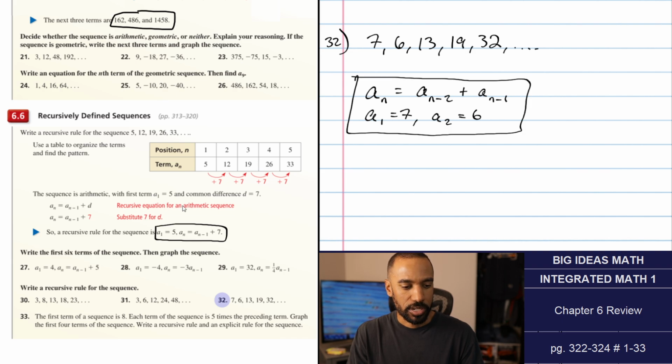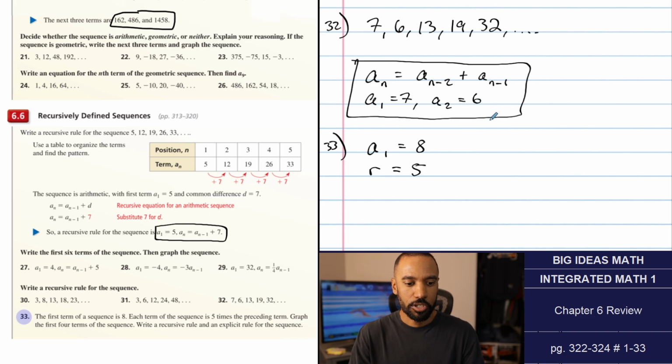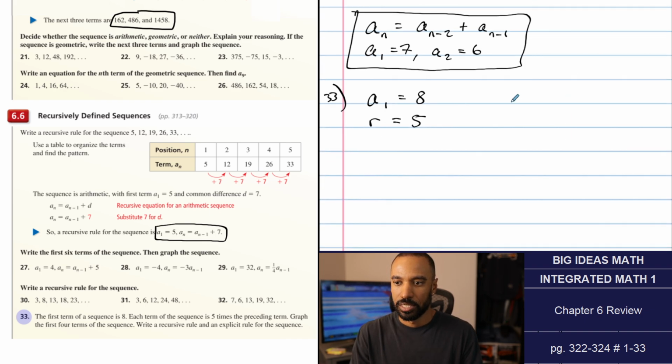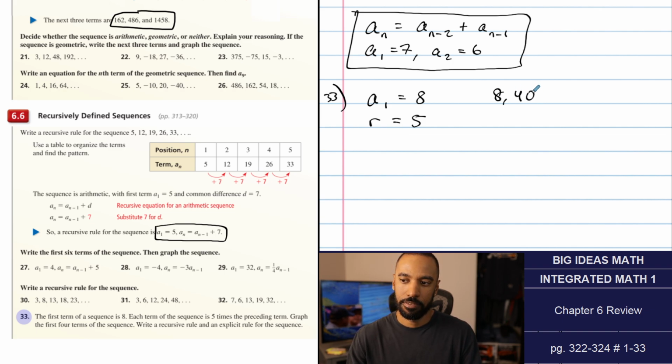We have one last question here. It says the first term of a sequence is 8. Let's kind of write this as information. The first term of a sequence is 8. Each term of the sequence is 5 times the preceding term. That's a common ratio. Graph the first 4 terms, write a recursive rule and an explicit rule for the sequence. And I do believe we had to do these for our sets. Let's first write the list. First 4 terms, so 8 times 5, 40 times 5, and 200 times 5.